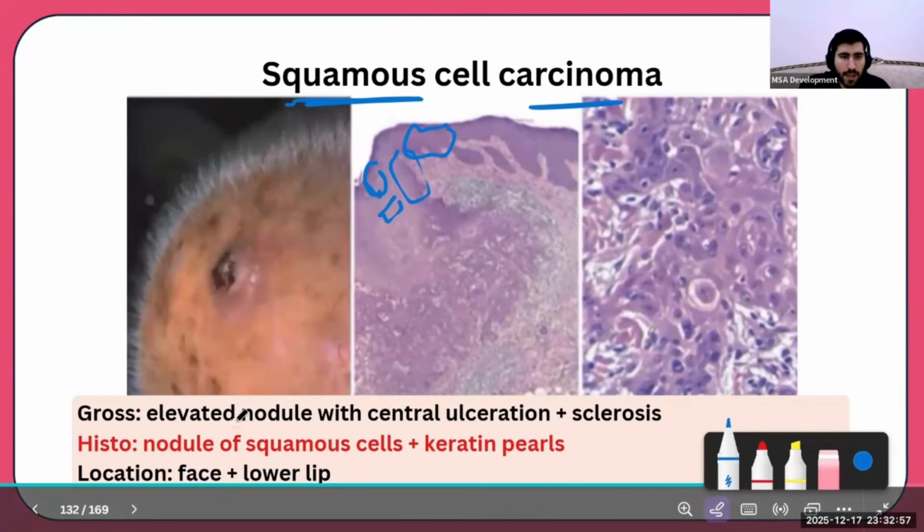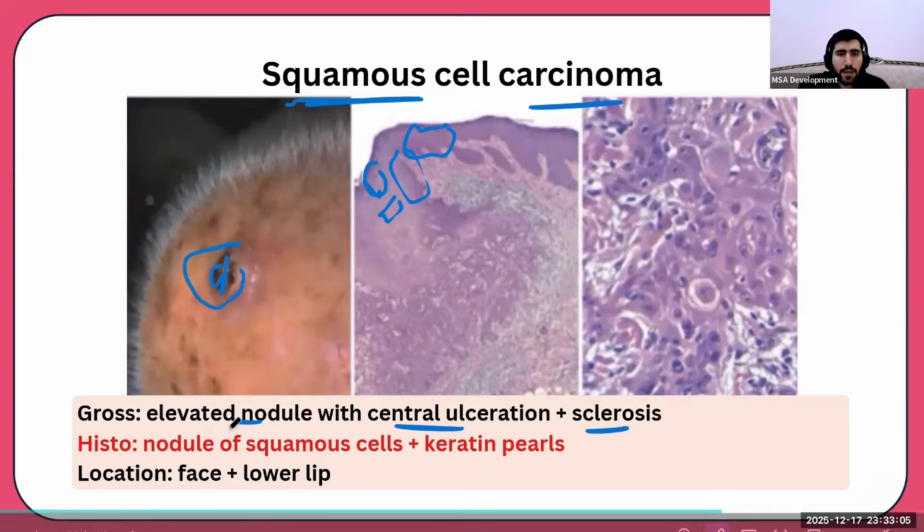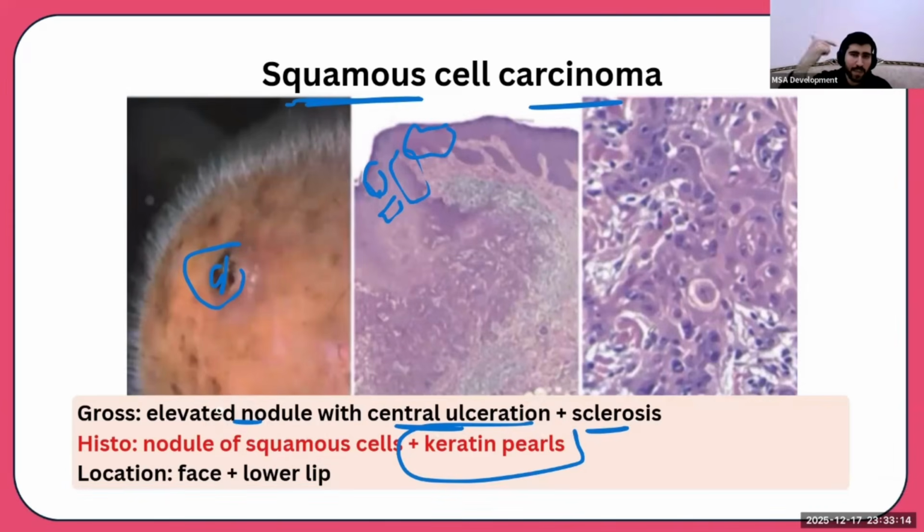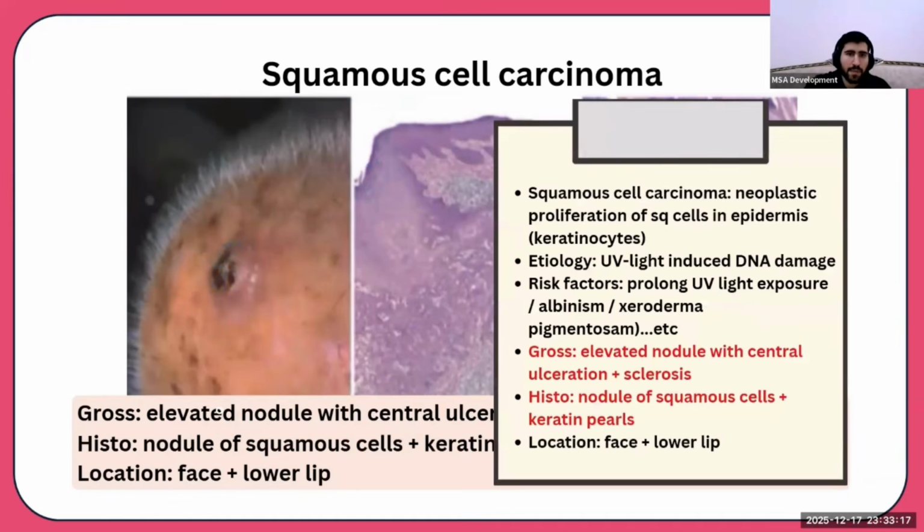Lesion-wise, it is causing an elevated nodule with central ulceration and sclerosis. As you can see here, we have a lesion with ulceration and sclerosis. Histology-wise, it's like any squamous cell carcinoma. It has keratin pearls. And location, it's in the face and lower lip. Okay? Remember, face and lower lip. Squamous cell carcinoma, face and lower lip.